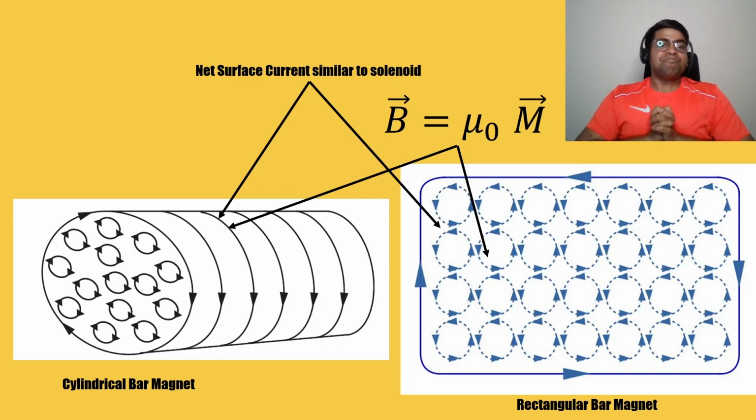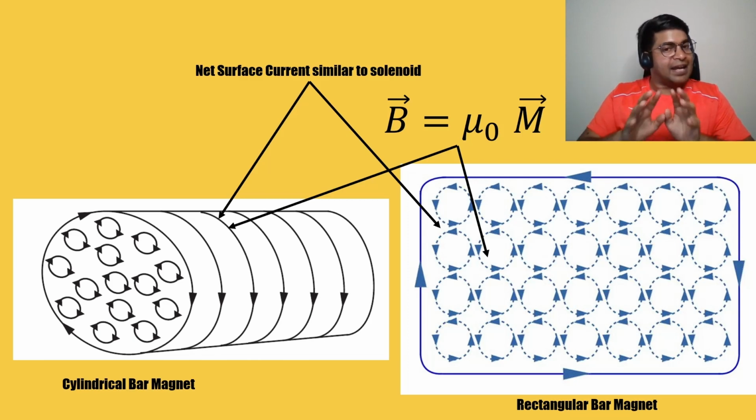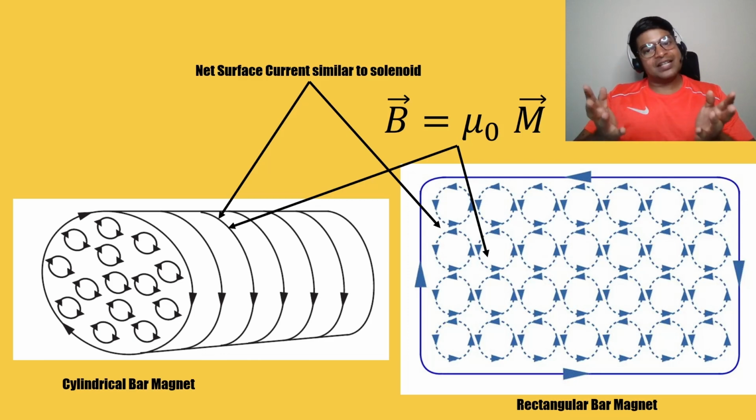Now you will ask the question, how can I find this net magnetic moment per unit volume? And it is very simple. Take a unit volume of any permanent magnet and do the vector addition of the magnetic moment of every atom, and you will find the net magnetic moment per unit volume. And if you multiply it by the constant called mu naught, you will get the magnetic field inside the material.